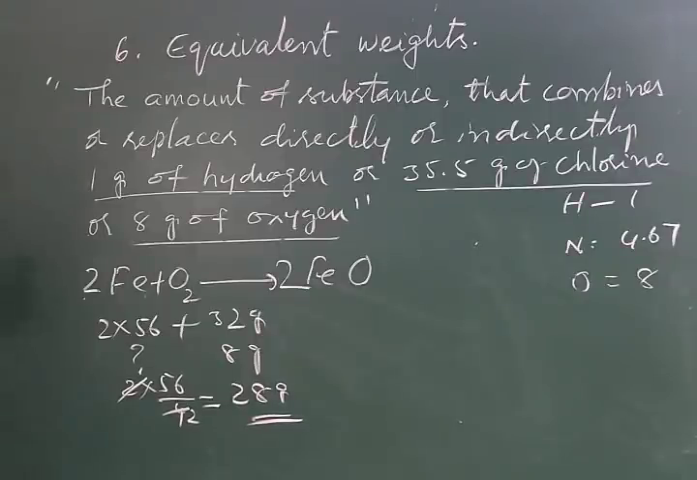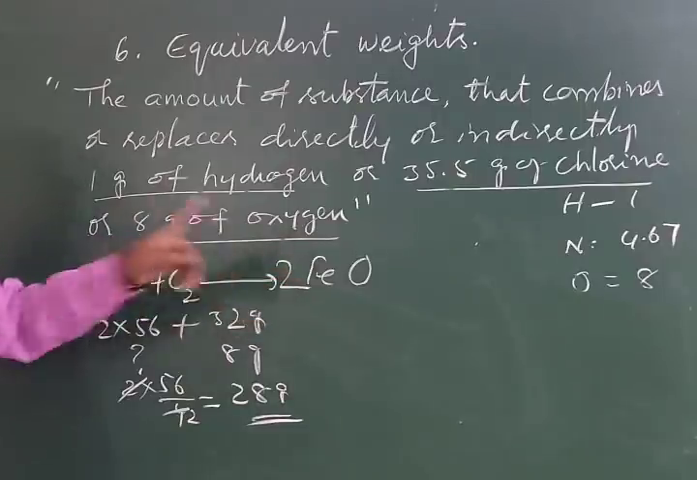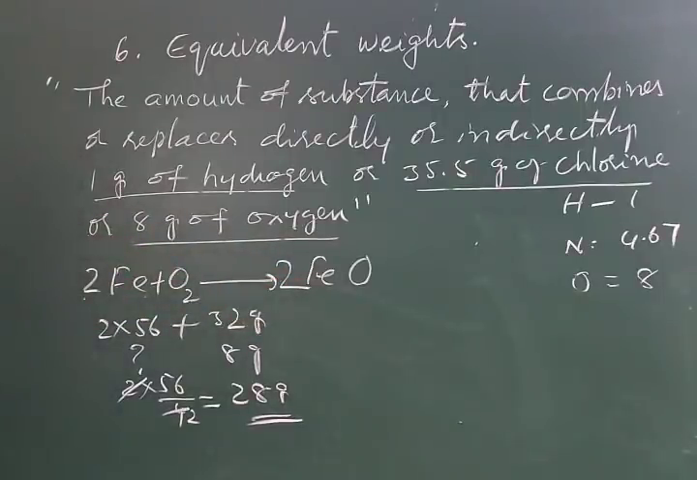Whereas in the reaction FeO plus O2 gives rise to Fe2O3, that is, in the conversion of ferrous oxide to ferric oxide, the equivalent weight of ferrous oxide is not that of iron. The equivalent weight of ferrous oxide is 72 grams, but the equivalent weight of iron is 28 grams.